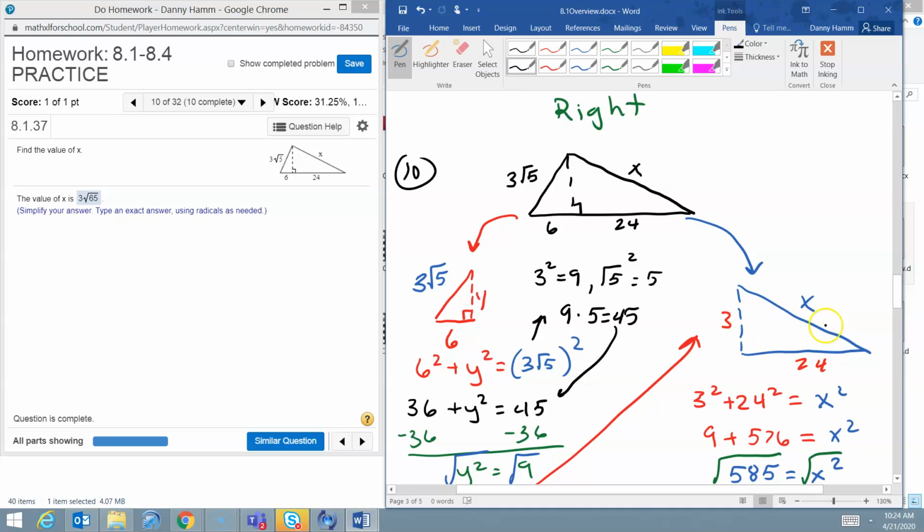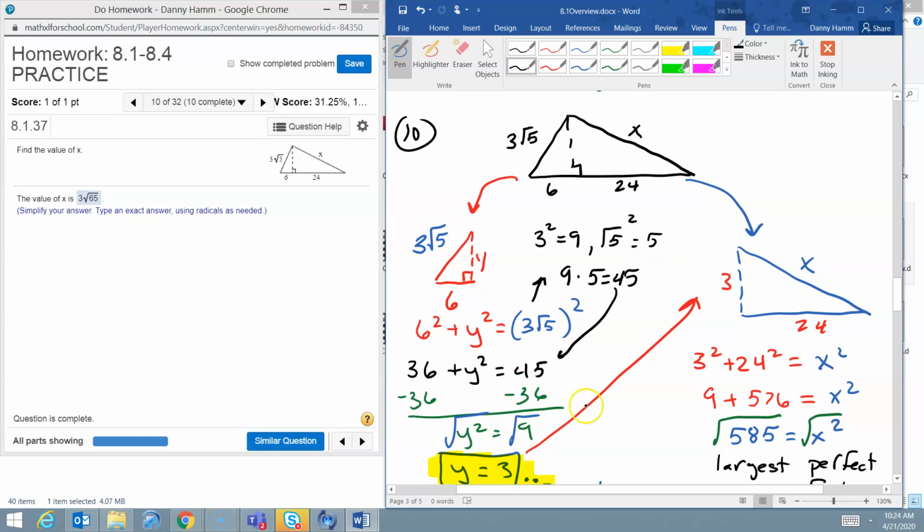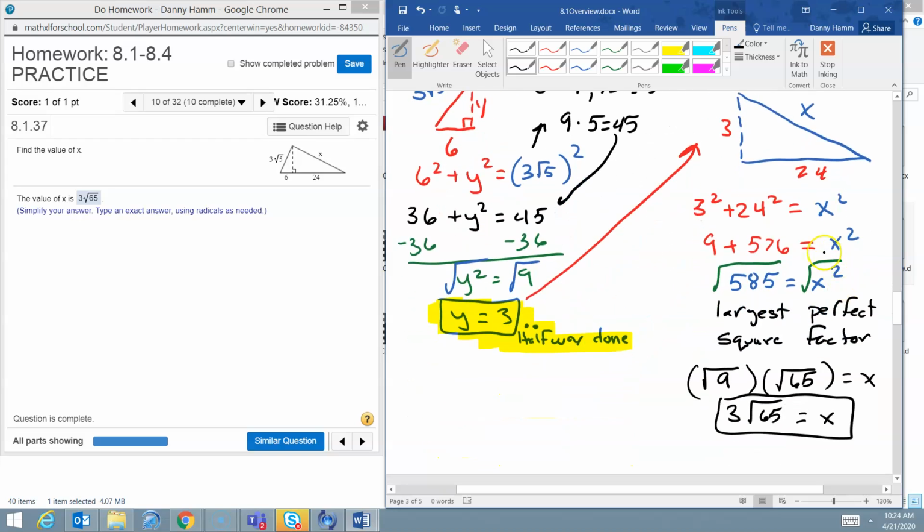If we look here at this triangle, now we can solve for x. In doing so, I use what I just found, 3. That is one of my legs. The other leg, 24, is given, and I'm looking for the hypotenuse, which is x. So I follow through with the Pythagorean theorem, and I come up with the square root of 585. Since it wants an exact answer, we need to reduce this, and I'm looking for the largest perfect square as one of the factors. The largest perfect square that goes into 585 is 9. It goes into it 65 times. The square root of 9 reduces to 3, and I cannot reduce the square root of 65, so we have found our final solution.